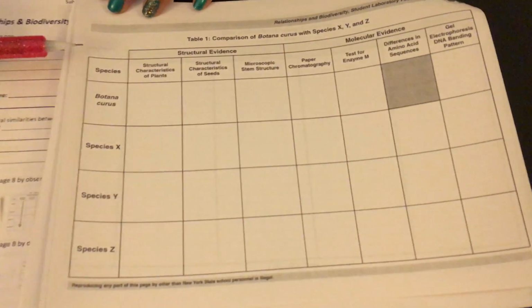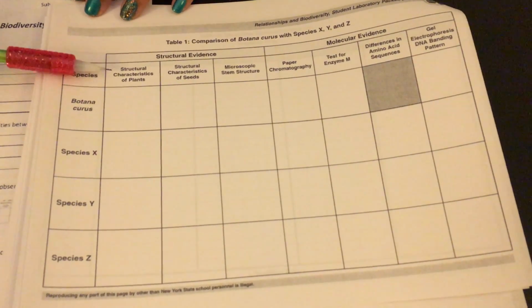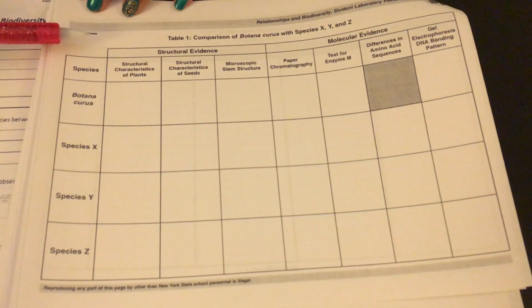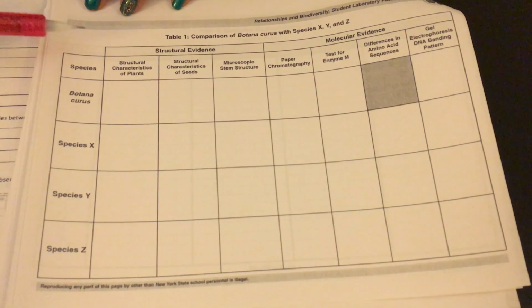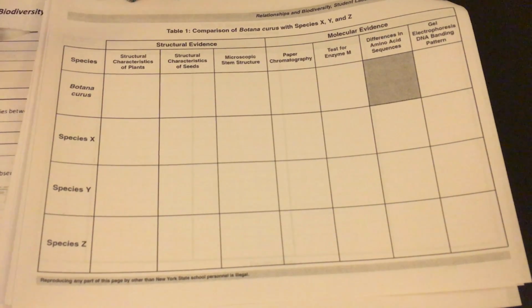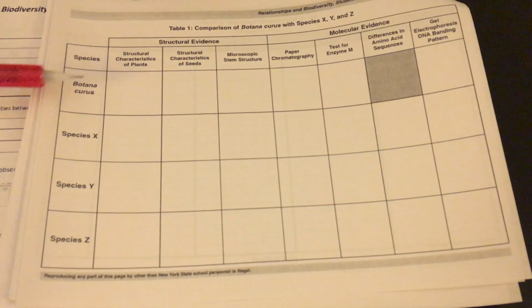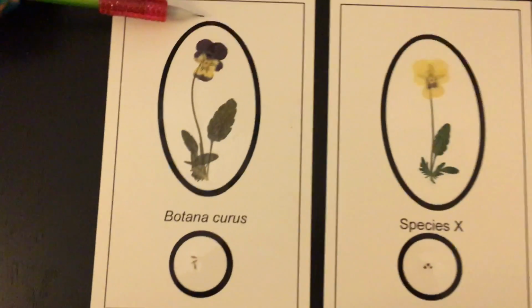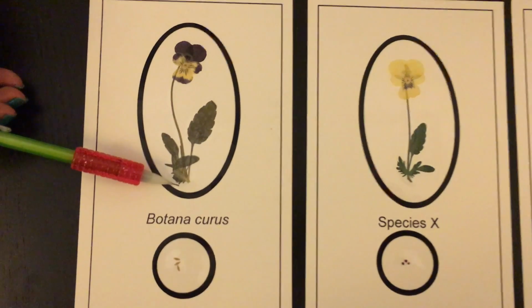The first test that you will complete is the structural similarities between the plants. That means that you will identify and describe the structures of each plant. So you will start with Botanicurus, and we will identify the structures that you see in this plant.